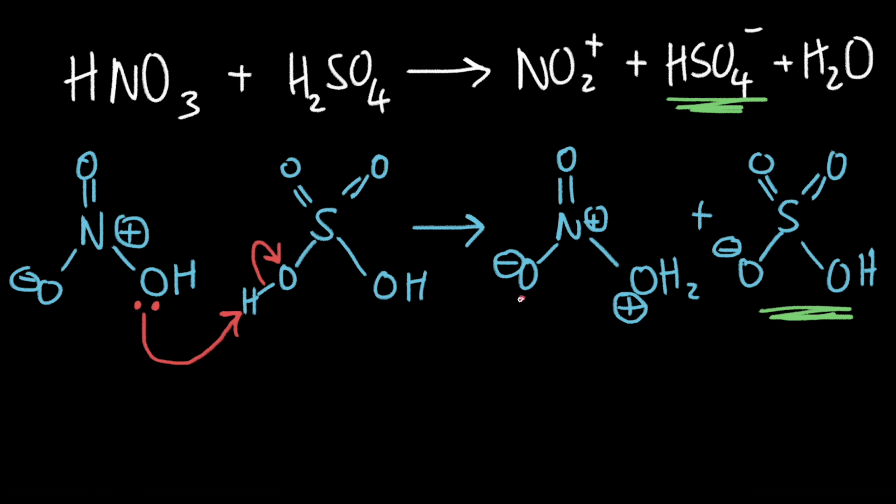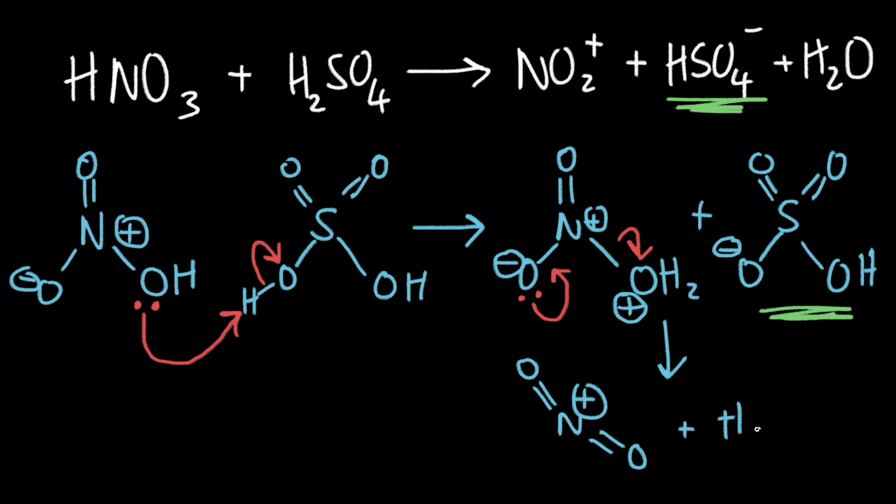In the next step, the lone pair on this oxygen is going to push out the OH2, which is now a very good leaving group because it's got this extra proton and positive charge. And that produces our electrophile NO2 plus and water. So these products here are the NO2 plus and the H2O that we wrote up here. So as I said, you don't need to know this full mechanism in blue for A level, but you do need to know the overall equation at the top.